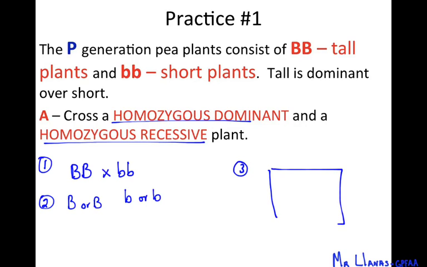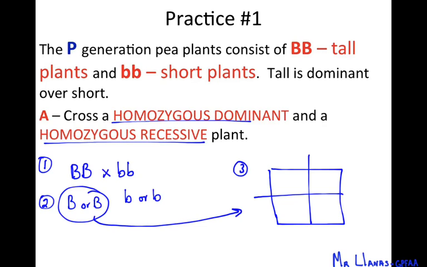And we know as a monohybrid, we're only looking at one trait. We're looking at the height of plants. So we know it's going to be a 2 by 2. It doesn't matter where you put parent 1 or parent 2, but in this case, we're going to put parent 1 on the side. So we're going to put big B, big B, because those are the two alleles that it can give. And we're going to put parent 2 on the top, so it's going to be little b, little b.